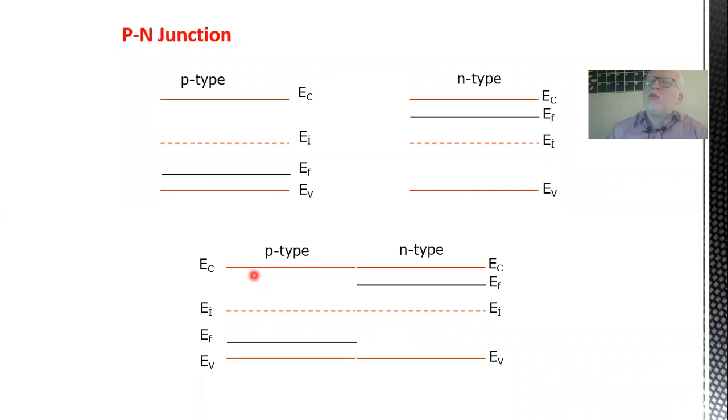So in order to do such a combination process, you have to have what's called a reference. I mean by a reference a line, an energy level, which has the same definition in both the n region and the p region. This is very important. In order to have this reference, we have to have a common line.